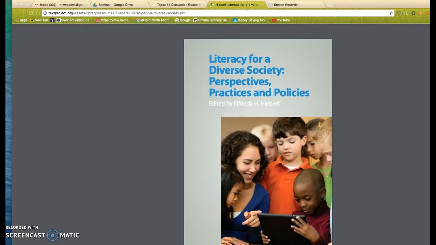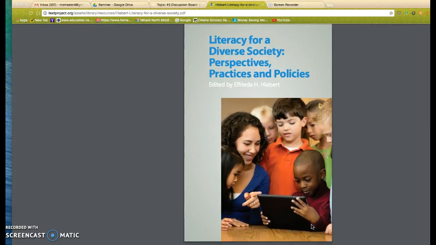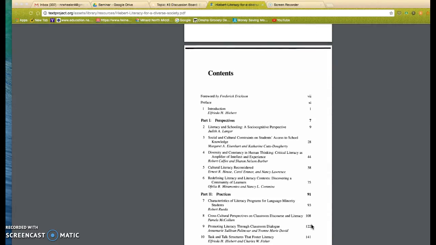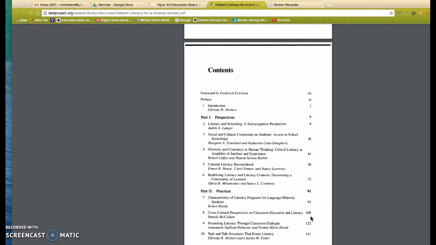Literacy for Diverse Society: Perspectives, Practices, and Policies. This is the article that was chosen for me for this project. It is a book with several different articles within it, written by different authors. So I skimmed and read several of the articles, and I picked up three highlights as a resource to use in the classroom. My first highlight was to look closer at policy.